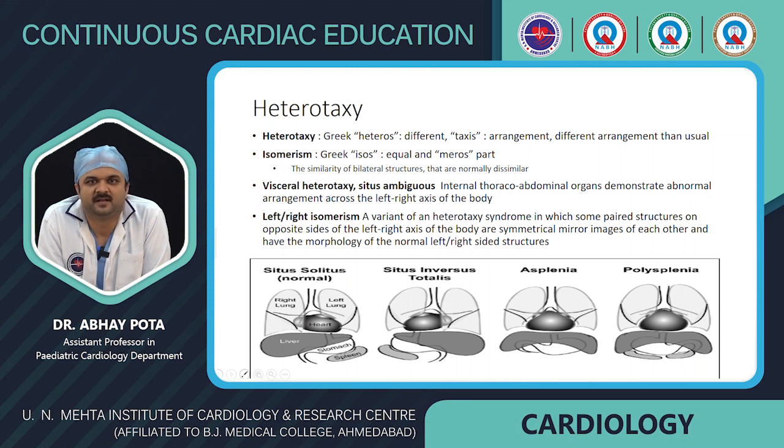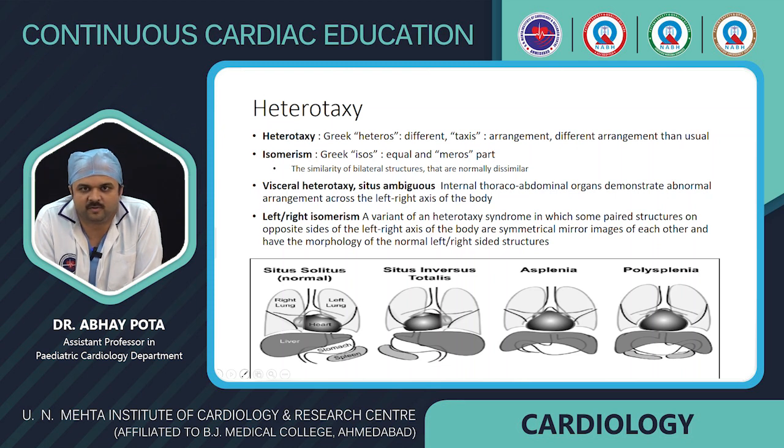Asplenia means there is right isomerism. Right isomerism means right-sided structures are there on the right side as well as the left side. So there are two lungs, both trilobed, on the right and left side. Both bronchi are nearly vertical on the right and left side. The liver is in the midline and extends nearly to both the right and left sides. The stomach is also in the midline.